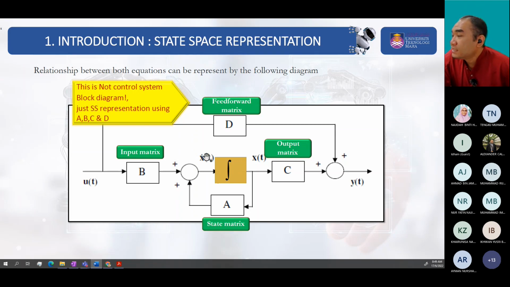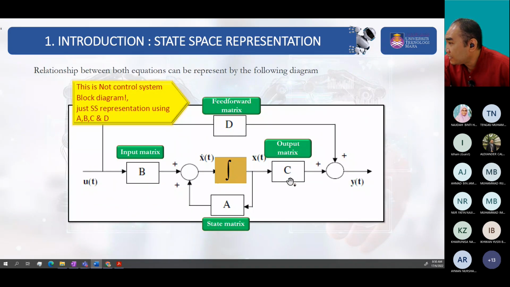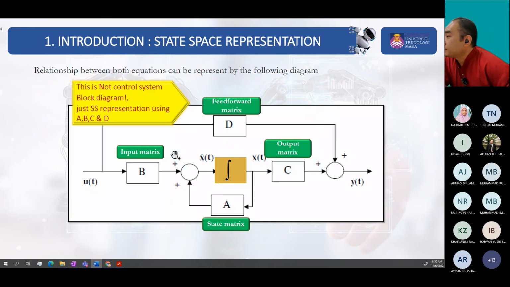Right. Similarly, we got the output. Okay, we got the output vector y of t. So this is our output vector y of t is simply equal to the output matrix Cx of t plus du of t. So from here you can see that y of t is equal to the matrix C multiplied with the state vector of x. Okay, y sama dengan matrix C multiplied by the state vector of x plus with d times with u of t. Okay, d times u of t. Right. So this is the representation that comes from these two equation.